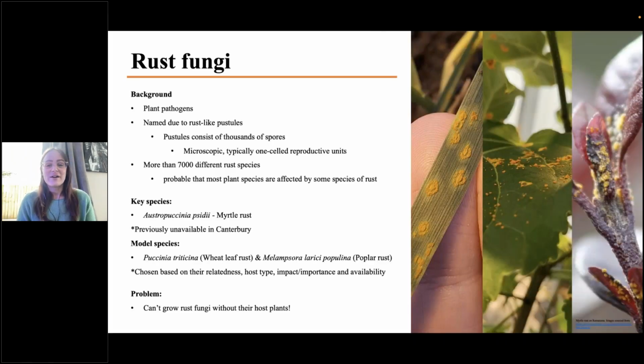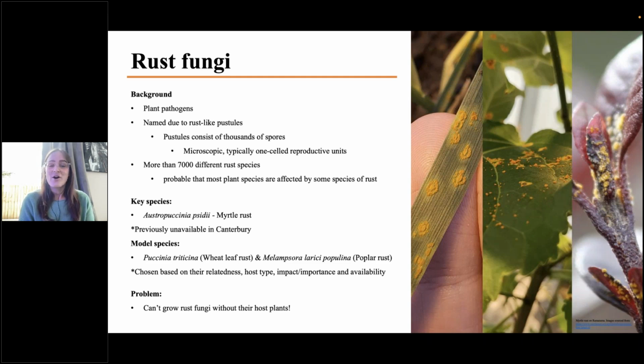So just a little bit of background. Hopefully, most of you are familiar with rust fungi, but they're plant pathogens. They're named because they look like rust, so hence the name rust fungi. There are more than 7,000 different rust species, and it's probable that most plant species are actually infected by a type of rust. Now, the key species I'm interested in is obviously Myrtle Rust. That's what this webinar is about.